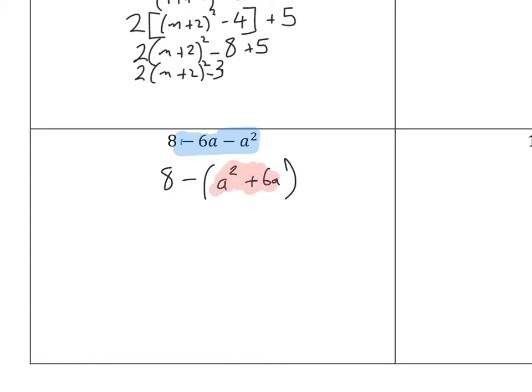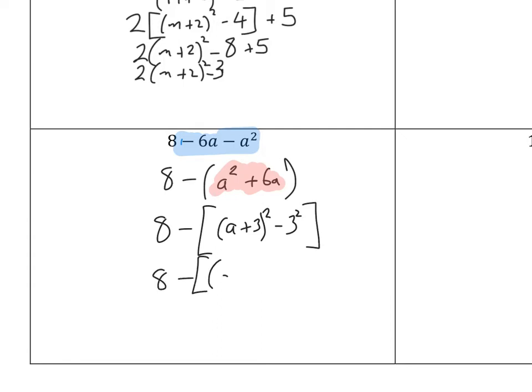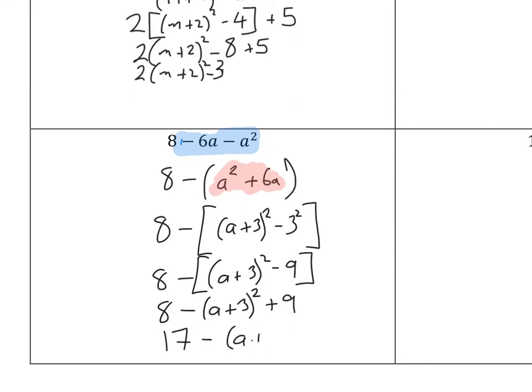I'm going to complete the square in just this bit. So 8 minus, I get a plus 3 squared minus 3 squared. So I get 8 minus a plus 3 squared minus 9. And now I'm just going to times by the minus. So 8 minus a plus 3 squared minus 9 makes plus 9. So I get 17 minus a plus 3 squared.